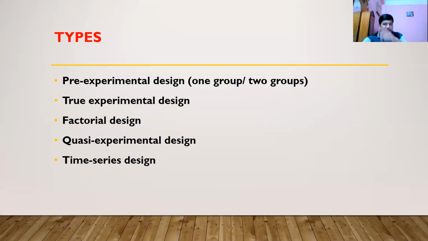For the real experiment, you can use a pre-experimental type of design. In true experimental design, we use randomization. We divide the participants into control group and experimental group. We take both pre-test and post-test. We observe the results of both pre-test and post-test. We compare the mean score and so on. So the perfect form of experimental design is true experimental design.